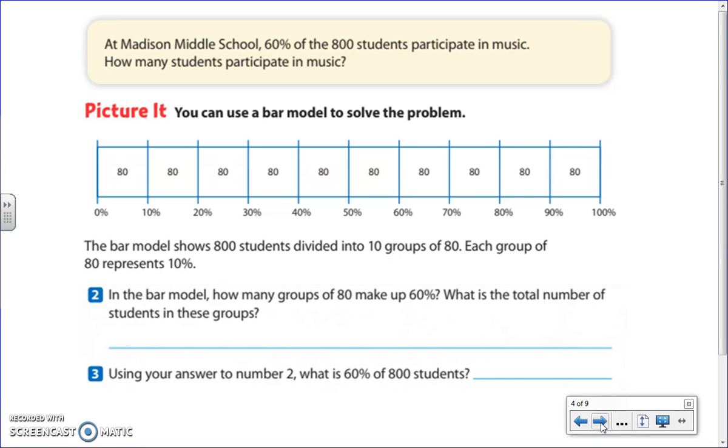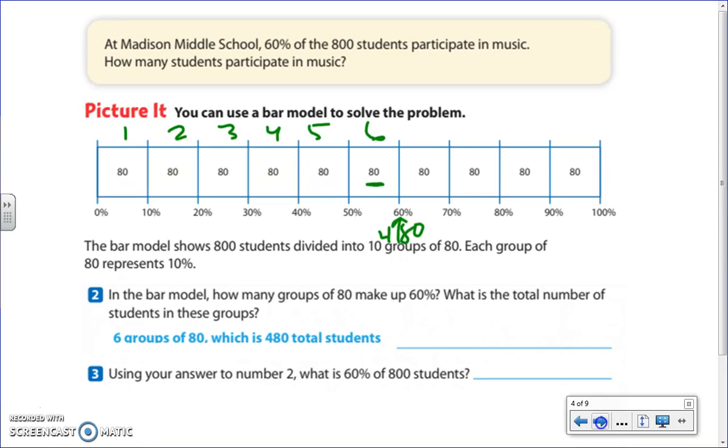So I kind of already labeled this on our former bar graph here, but here's 60%. We can count up the number of 80s that makes 1, 2, 3, 4, 5, 6 groups of 80. So if you think about 6 times 80, we know that would be 480. So it says, what is the total number of students in each group? Each group has 80 students, and there are 6 groups. That makes 480 total students. So 60% of 800 students would be 480, just like we had talked about before.